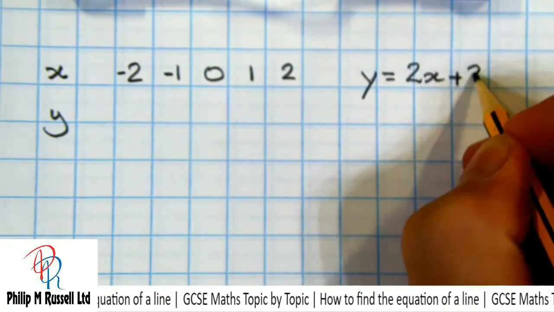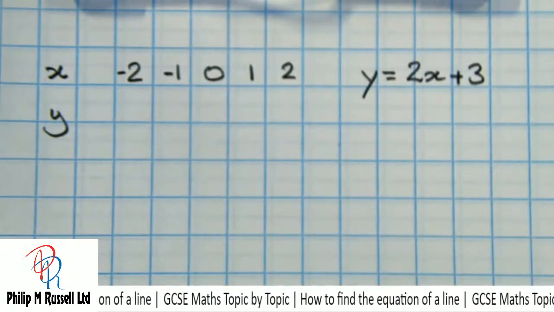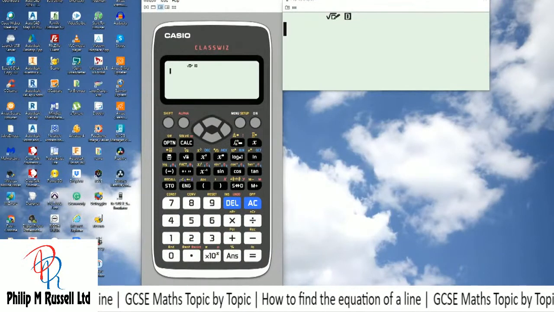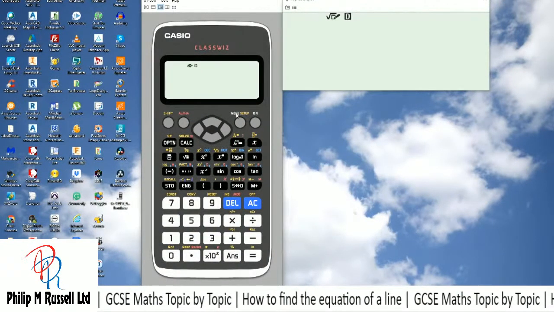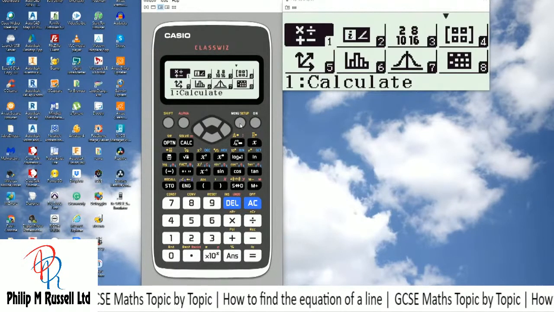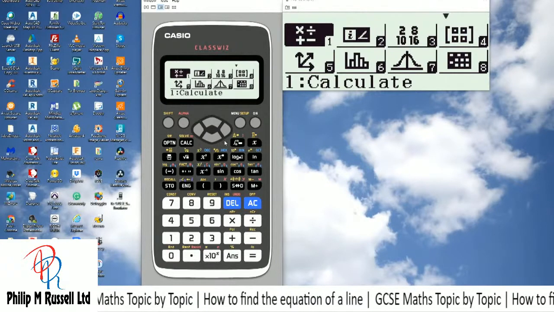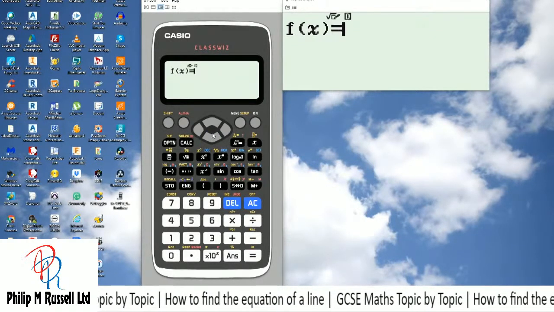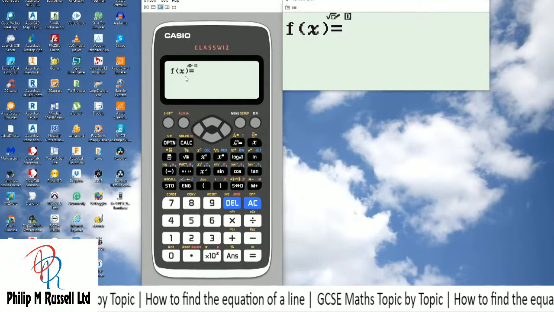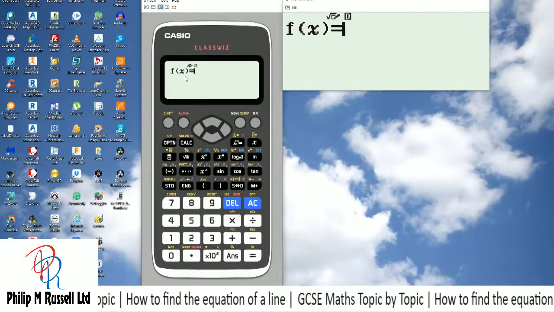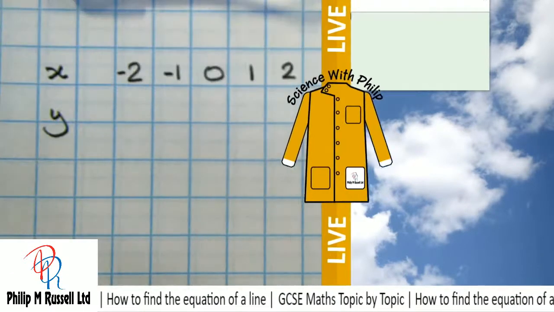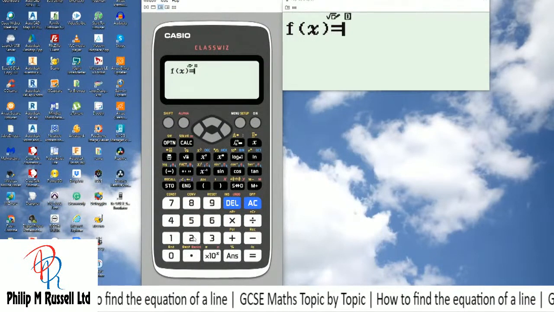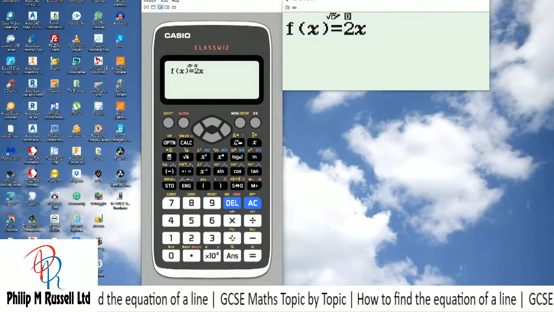and it might be something like y equals 2x plus 3. Now, I wonder if you've got a calculator handy, because if you have, then we can do some wonders with this. If I select the menu, and what we do with this is we choose here a table, then it says f of x, some sort of function of x. Y is going to be some sort of function of x, and that's going to be 2x plus 3.